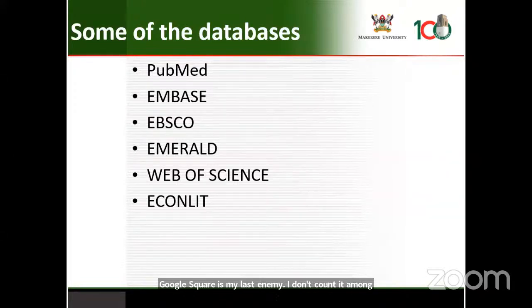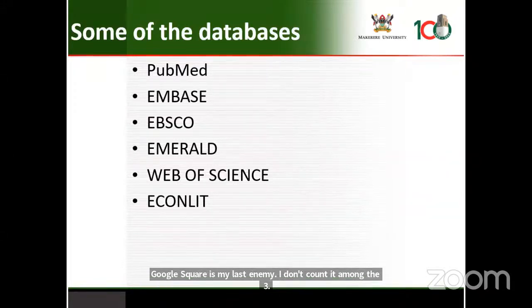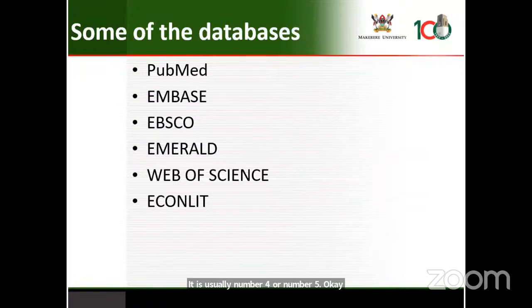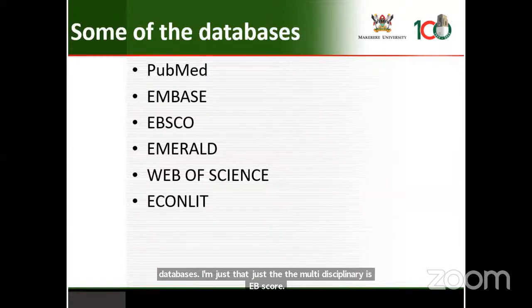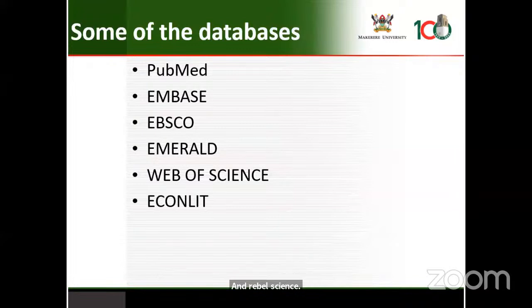It is usually number 4 or number 5, to summarize my search, to bring in what I may have missed from the databases. Okay. There are a number of databases. Just the multidisciplinary ones are EBSCO and Web of Science. The rest are subject specific, as we know, but institutions access their information differently.